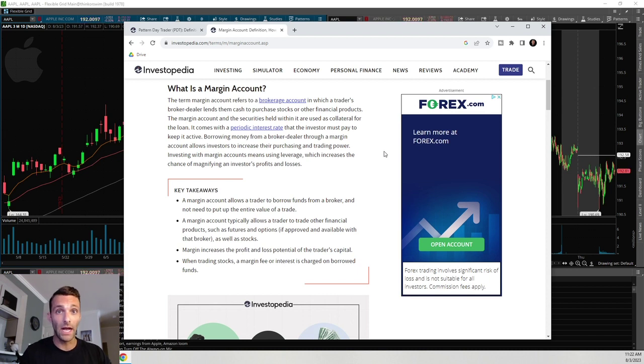Also, when trading stocks on a margin account, depending on the broker where you have your money, there can be a margin fee or interest charged on those borrowed funds.